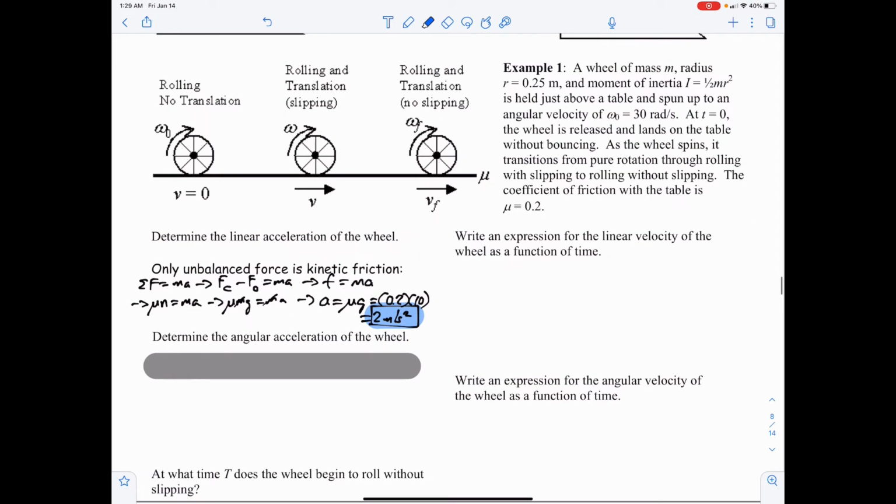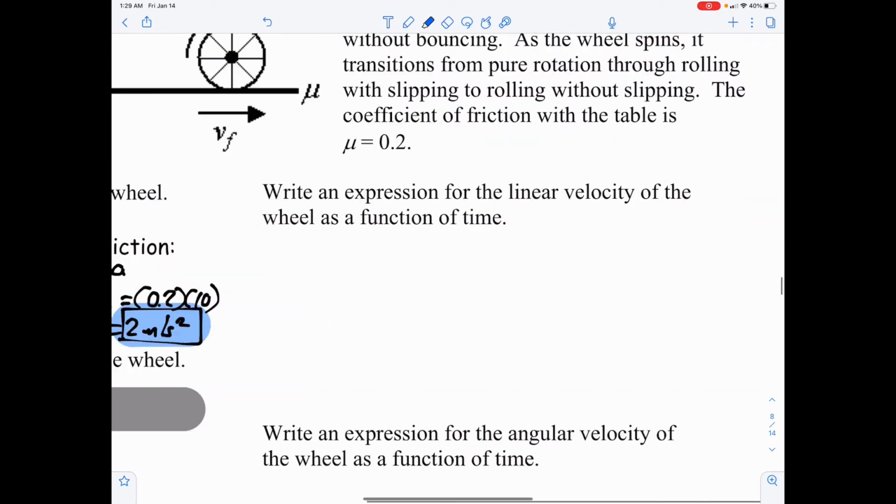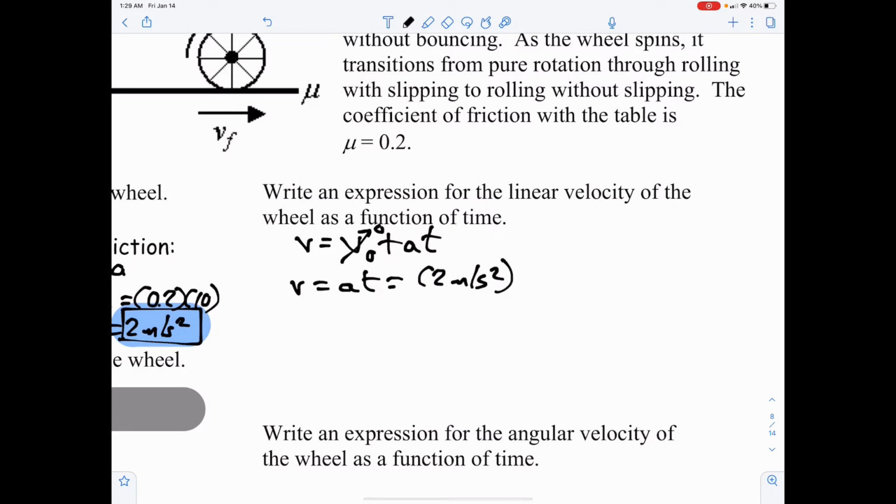Let's see. Write an expression for the linear velocity of the wheel as a function of time. Okay, well, v equals v naught plus at. That's velocity as a function of time. The initial translational velocity is 0, and so v is equal to a times t, or 2 meters per second squared times t. And so we could just say v equals 2t would be our function. Velocity as a function of time.